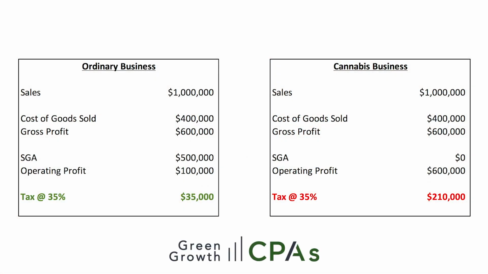For example, check out this comparison on the screen of two businesses, one ordinary business on the left and one cannabis-based business on the right. They both make $1 million in sales and they both have $400,000 in cost of goods sold, or COGS. They both have $500,000 in sales and marketing expenses. But there is a difference: the ordinary business can deduct those expenses while the cannabis-based business cannot. The ordinary business only pays $35,000 in taxes while the cannabis business pays $210,000 in taxes. This is simply at the federal level, and it flows down into the state level as well. So the discrepancy between the two types of businesses is huge.